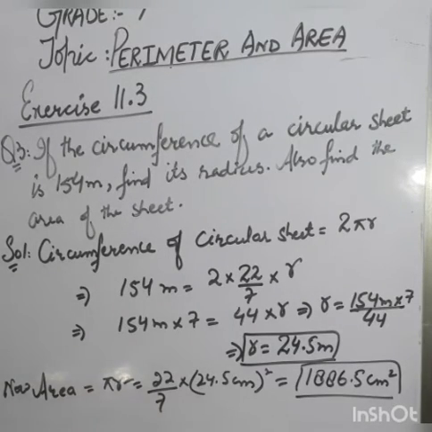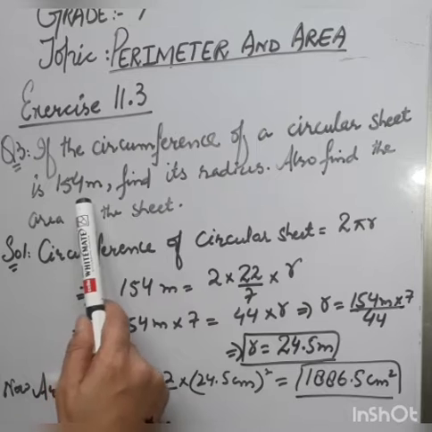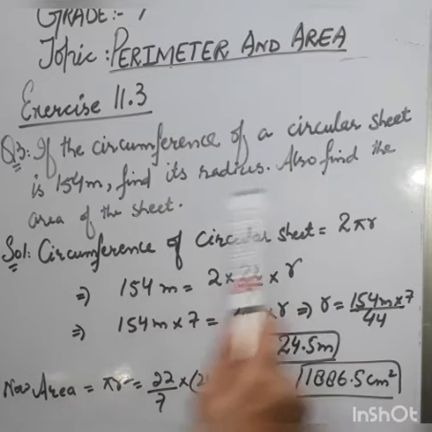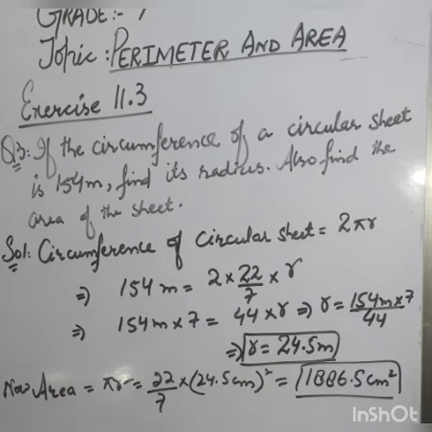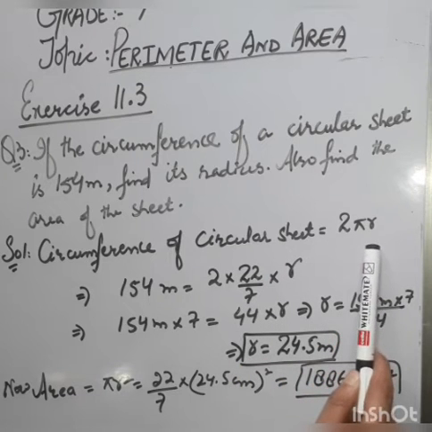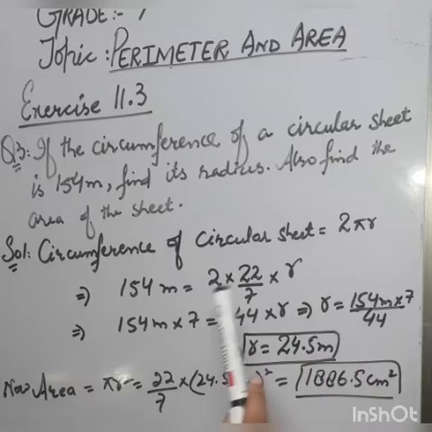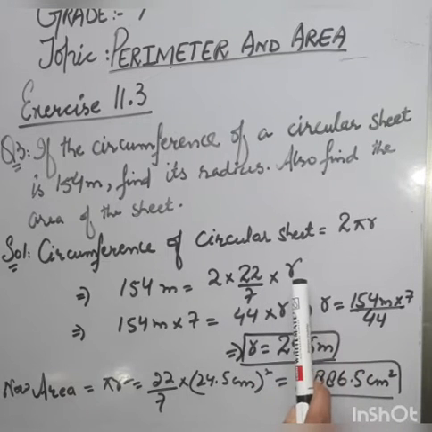Now students, question number 3 is, if the circumference of a circular sheet is 154 meter, find its radius, also find the area of the sheet. So we have a circular sheet whose circumference is given as 154 meter. We know that circumference of a circular sheet is equal to 2 pi r. So this 154 meter is equal to 2 pi, which is 22 by 7, into r.